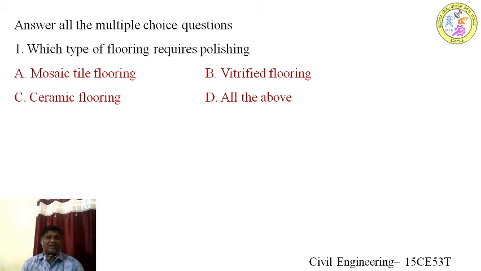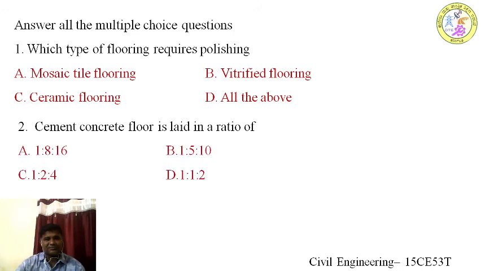Which type of flooring requires polishing? I repeat, which type of flooring requires polishing? Option A, mosaic tile flooring. Option B, vitrified tile flooring. Option C, ceramic tile flooring. And option D, all of the above. The correct answer is A, mosaic tile flooring. Since vitrified tile flooring and ceramic tile flooring already come from the factory with a glazed and shining product, and its surface will also be smooth.